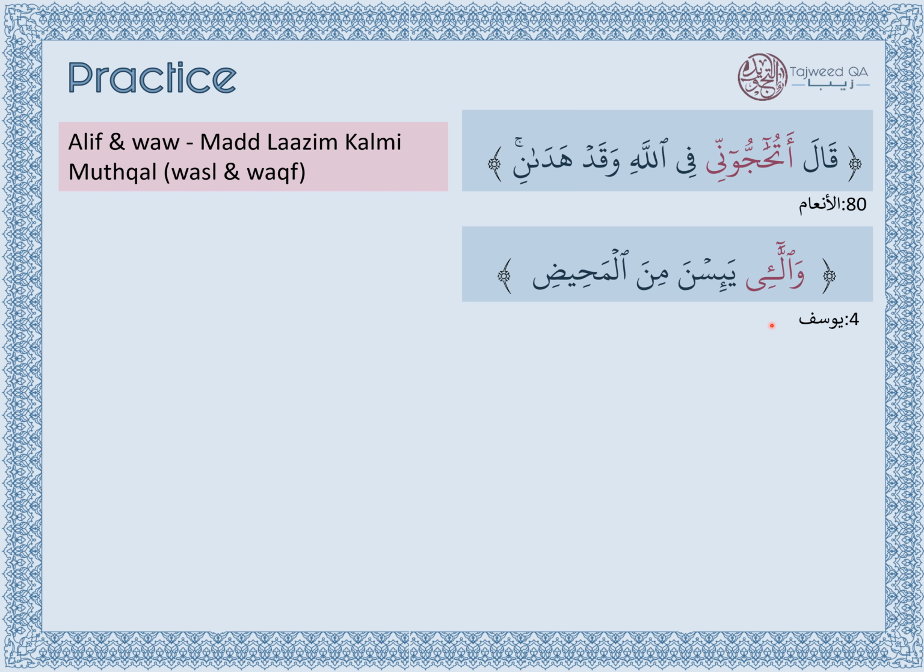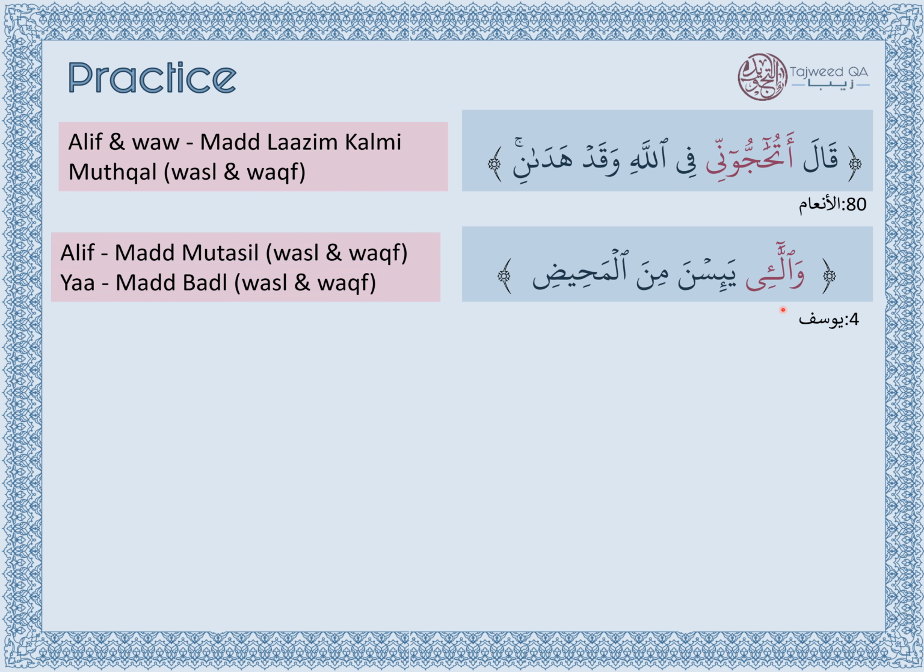So here we have an alif with a mad sign on here, and we also have a ya mad in this word here. So in the first alif, we can see that the mad letter is followed by a hamza in the same word, so that makes it mad muttasil in wasl and waqaf. And we can see that the second mad letter, the ya, is preceded by a hamza, which makes it mad badal. So we have mad muttasil in wasl and waqaf, and we have mad badal in wasl and waqaf.